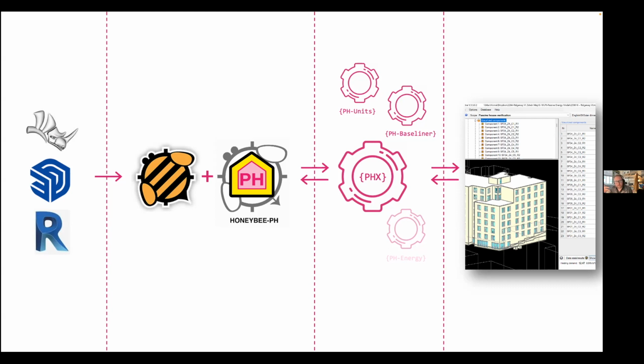That data is then used to build up a detailed Honeybee and now Honeybee pH model. The model data is then passed off to the Passive House Exchange. Passive House Exchange manages all of the data in and data out of those Passive House modeling tools. So that's the basic tool chain there. All of this is open source. All of this is free.